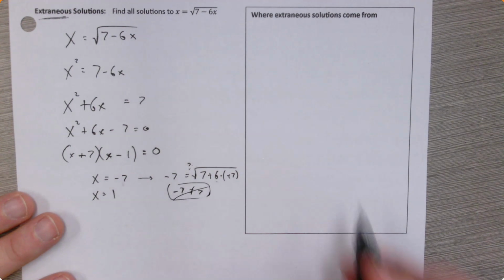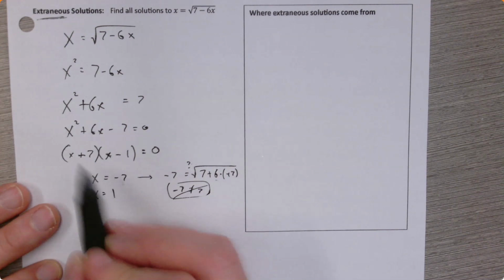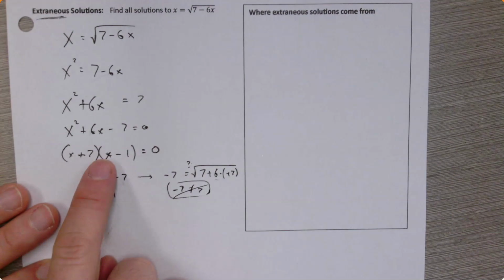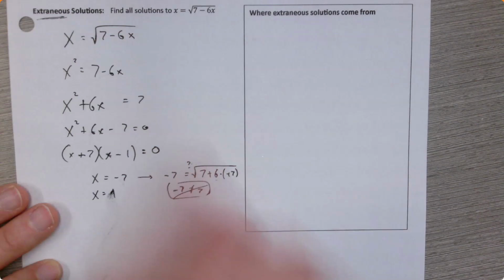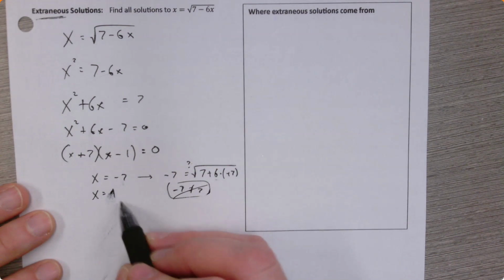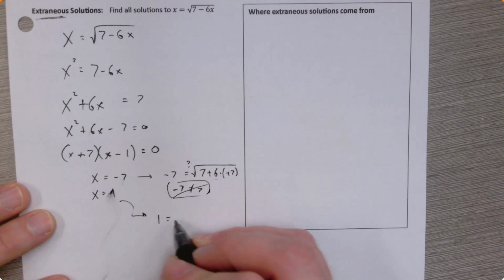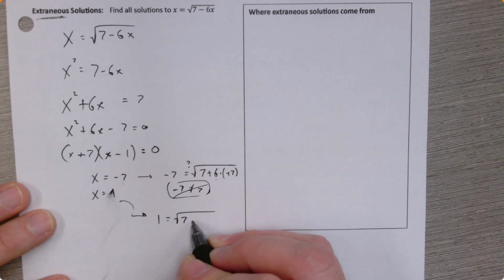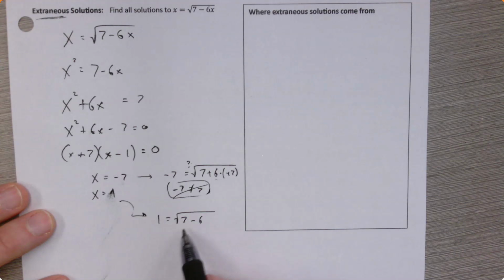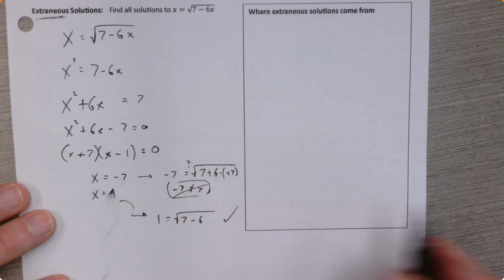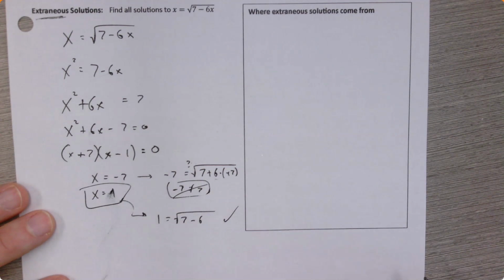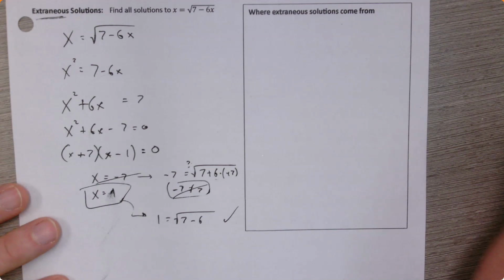So negative 7, even though we got it as a solution to this squared equation, isn't a solution in the original equation. Let's try 1. So is it true that 1 equals root 7 minus 6 times 1? Well, yes. So 7 minus 6 is 1. Square root of 1 is 1. So that one works. So x equals 1 is the only solution. All right, so where did the extraneous solution come from?